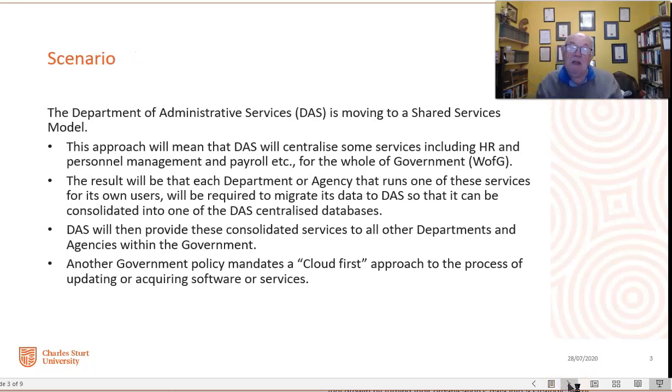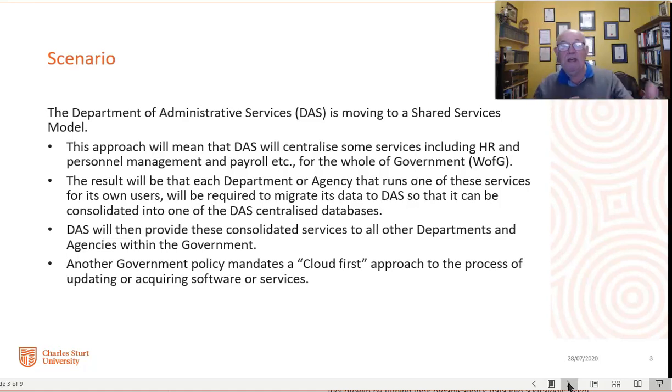So the scenario is the same as last time. The DAS, Department of Admin Services, is moving to the shared services model. They're going to centralise services, including HR, personnel management, payroll, etc., for whole of government. So everybody will eventually have to centralise all their data into DAS, so it can be consolidated in one of their databases, which will then be rolled out to the other departments and the agencies within government.